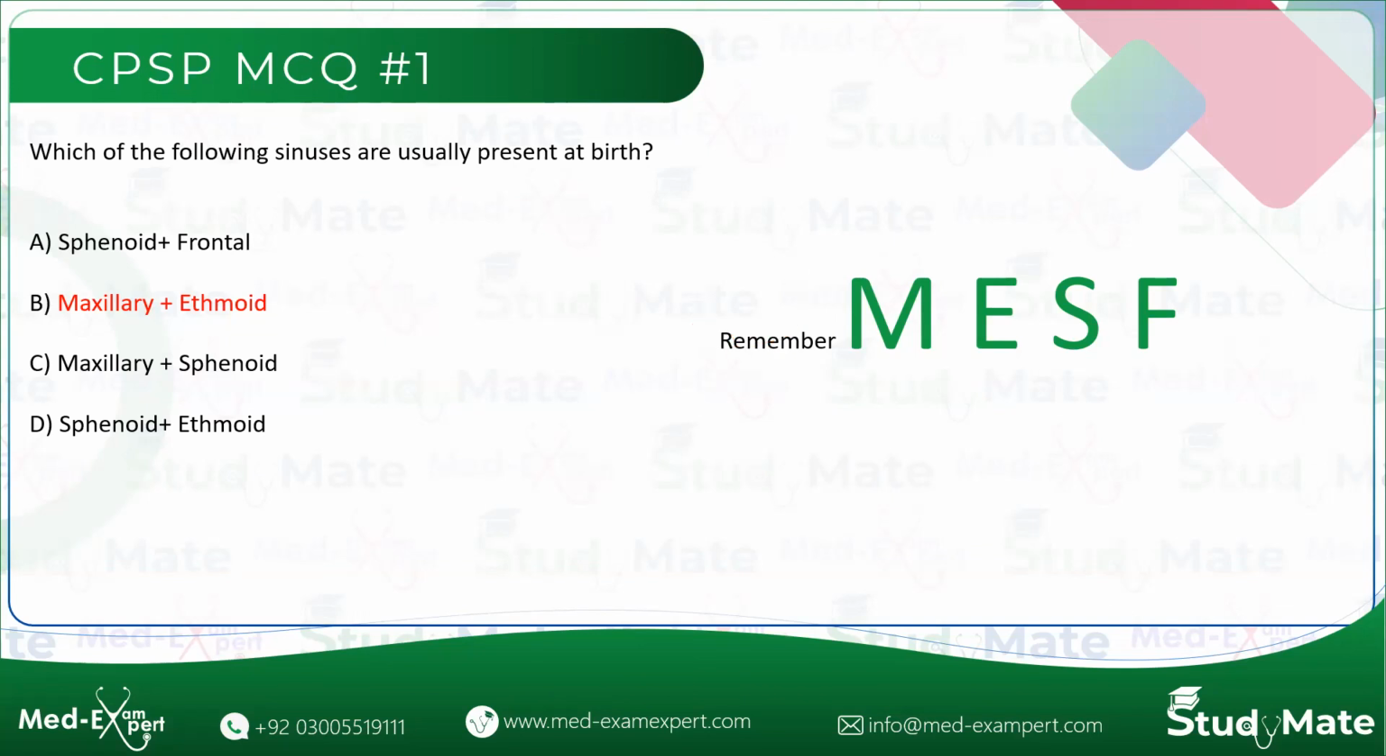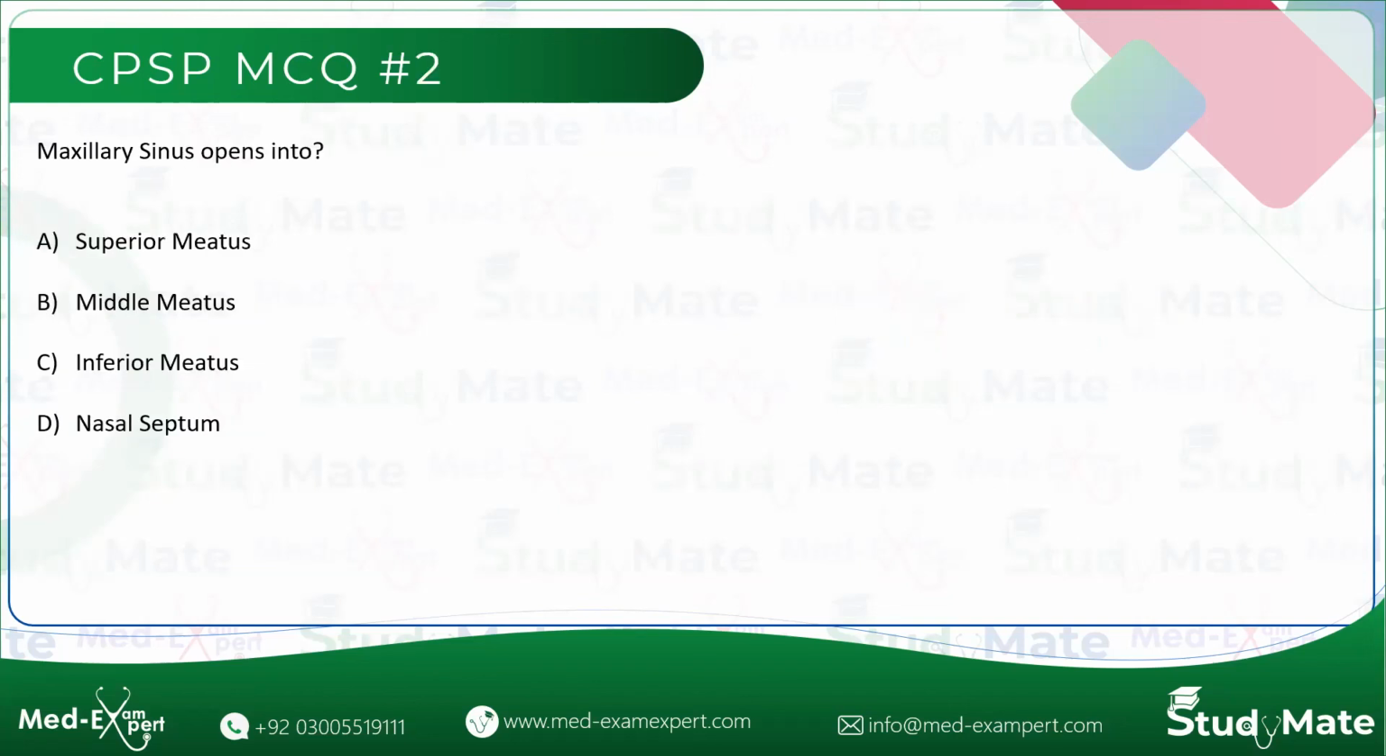So next MCQ we have: maxillary sinus opens into which meatus? Superior meatus, middle meatus, C is inferior meatus, and D is nasal septum. So what do you think is the correct answer? Yes, almost everyone has answered correctly that maxillary sinus opens into the middle meatus. Maxillary sinus is part of the anterior group of the paranasal sinuses. They all join together to open together in the middle meatus.